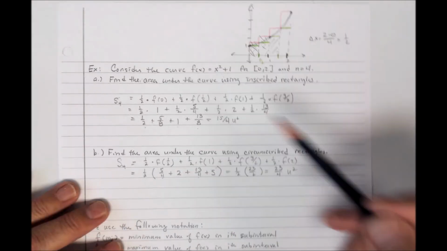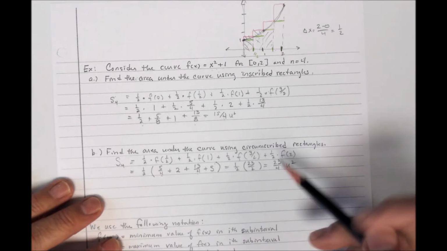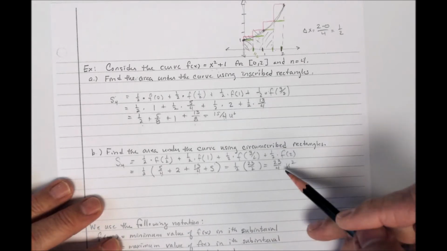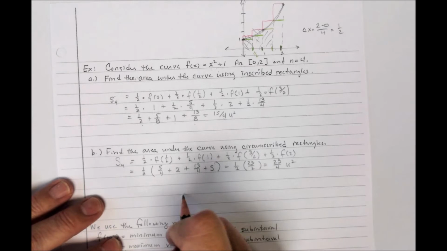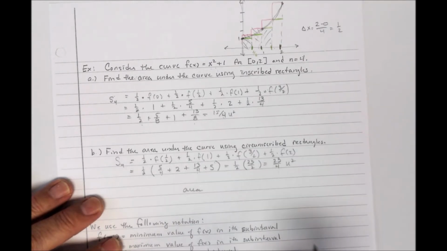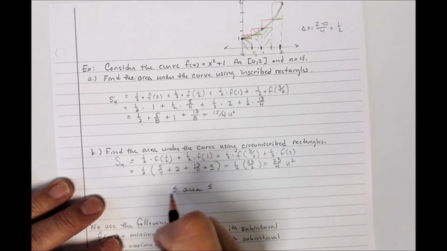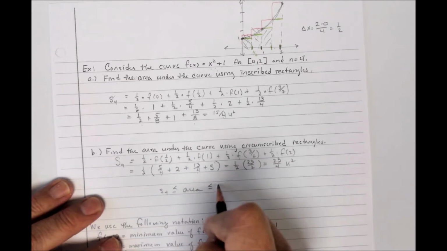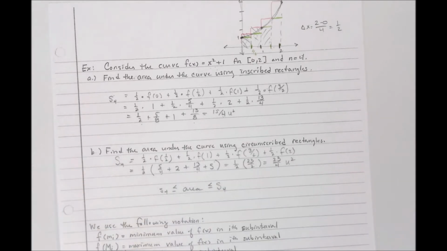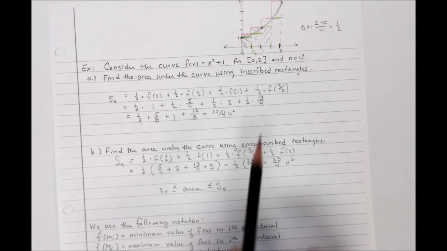So you can see that this number is smaller than this number. This was an under approximation, this was an over approximation. I'm thinking that my area, the actual area, is going to be somewhere in between lowercase s sub 4 and capital S sub 4, between my lower sum and my upper sum. And that's what they refer to these as, the lower sum and the upper sum, lower using the inscribed, upper using the circumscribed.